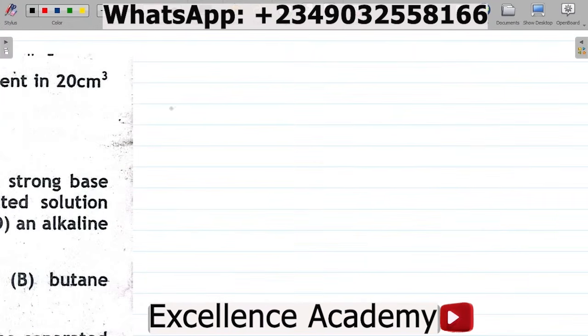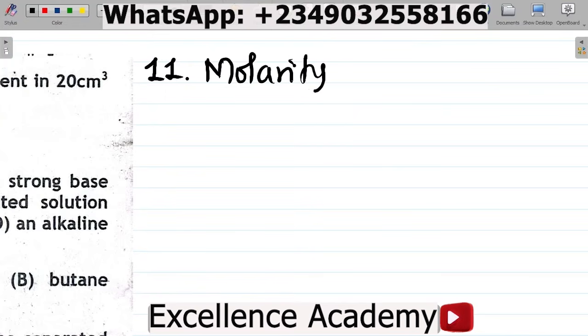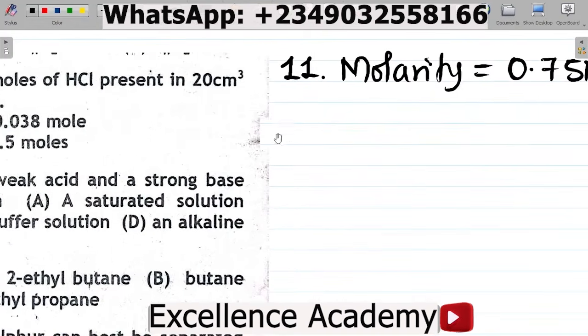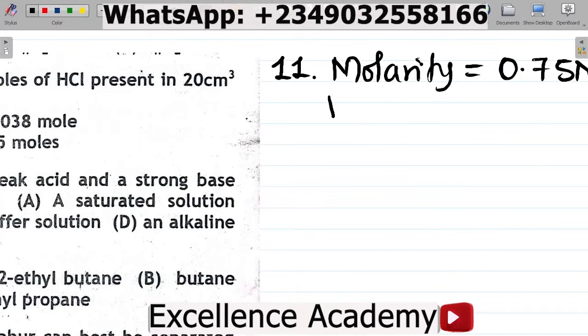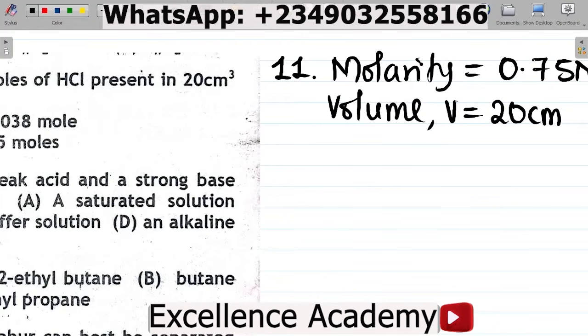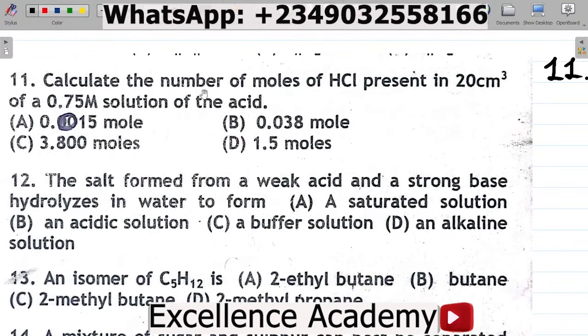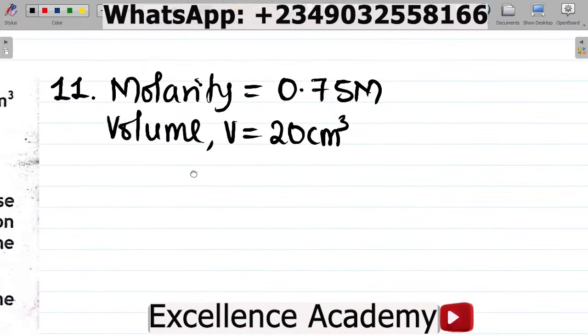Looking at this question, you can see that you're given 0.75 M. M means molar, and that's for molarity. So question number 11, you're given the molarity as equal to 0.75 molar. Again, you are given volume, present in 20 centimeter cube, so volume V is equal to 20 cm cube. You're asked to find the number of moles. So how do you solve this question?